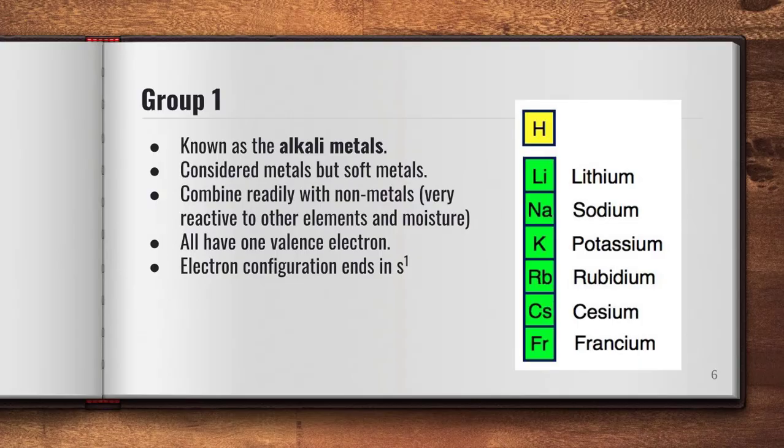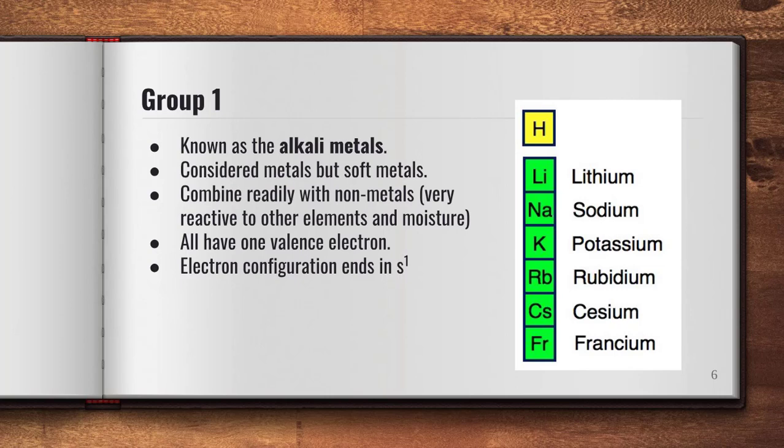The first one we're going to look at today is what's known as the alkali metals. These are the ones in group number 1 on the far left-hand side of the periodic table. These are all considered metals, but they're very soft metals. You could take a knife and cut right through them, whereas with harder metals like copper and silver, you probably wouldn't be able to do that. They're very reactive with other elements.